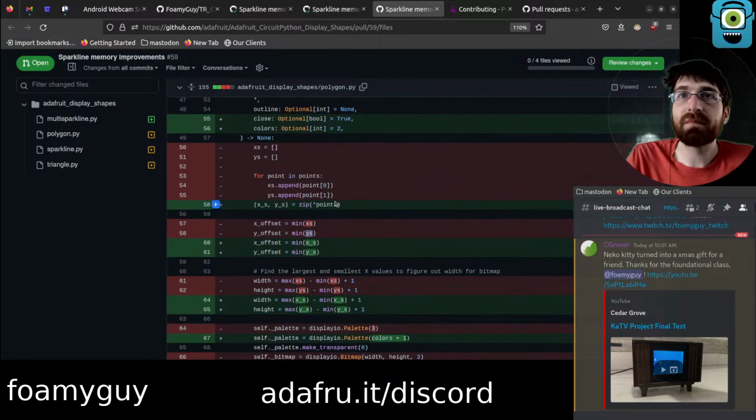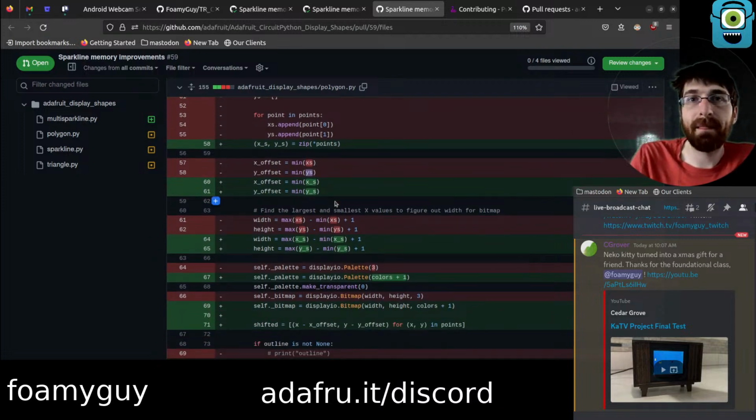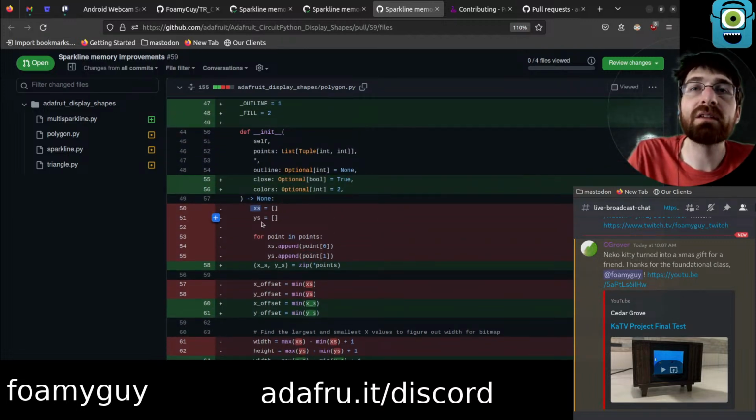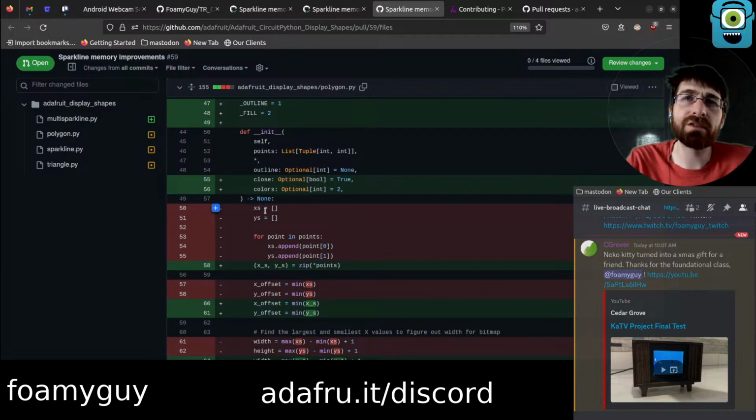XS. Is it XS or X's? XS. YS. Start. I think it's for start. Maybe? Smallest or X small? I mean, that's really what I'd be in favor of, to try to make it a little bit longer of a word that describes what it is. I'm not sure if it's just supposed to be like X's, like multiple X's. It's a list, so it looks like it's going to be more than one thing. So yeah, I guess it's just X's, like a list of X points, and then a list of Y points.